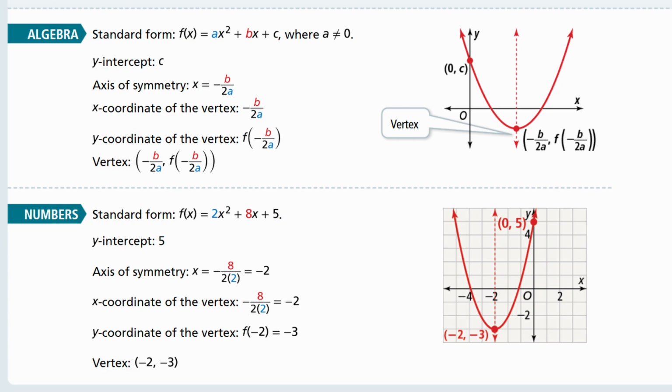We've got 2x squared plus 8x plus 5. So y-intercept of 5, that's your c. Axis of symmetry, we take negative b, negative 8, divided by 2a, which is 2 times 2. So negative 8 divided by 4 equals negative 2. That's our x-coordinate of the vertex. So we plug negative 2 into the equation. Negative 2 squared is 4 times 2 is 8. Negative 2 times 8 is negative 16 plus 5. So we get 8 plus 5 is 13, and minus 16 gives you negative 3. So your vertex is at negative 2, negative 3.